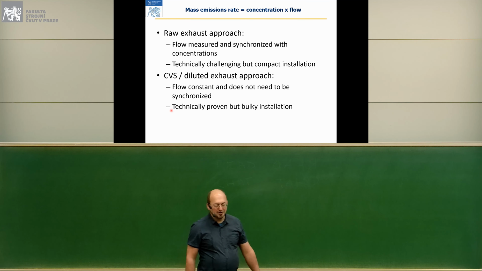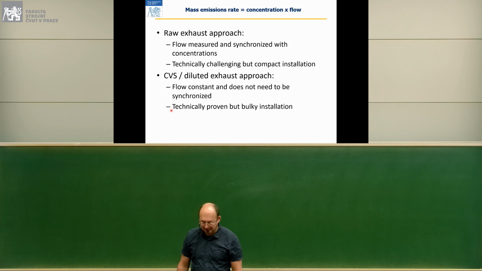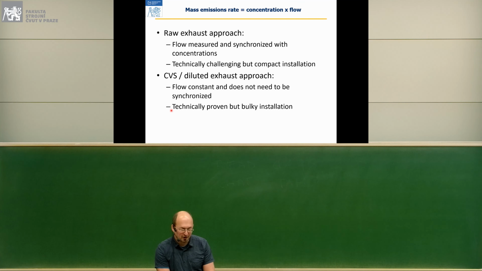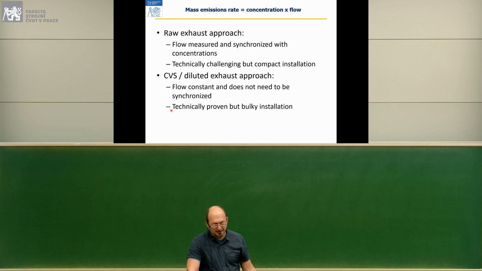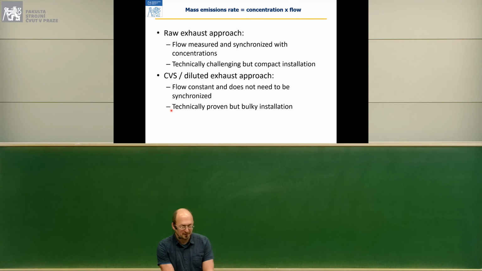The mass emission rate is the product of concentration and the flow. So how do we measure both? If we measure raw exhaust, which we extract directly from the tailpipe, then we also need to measure the flow.